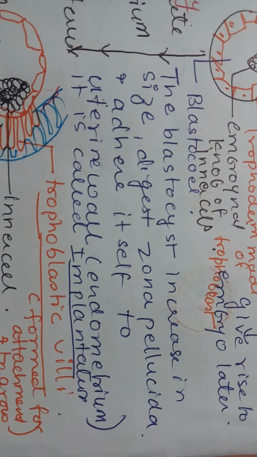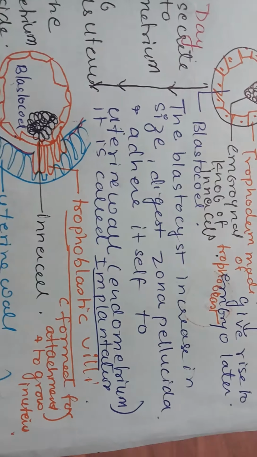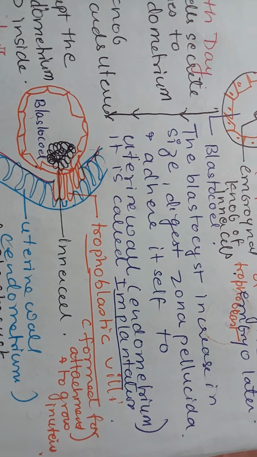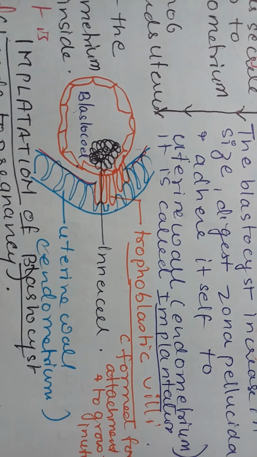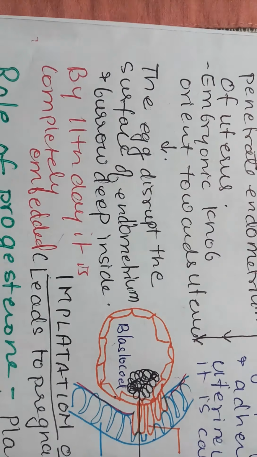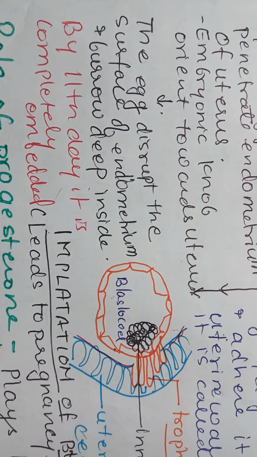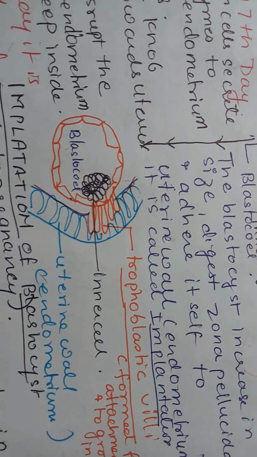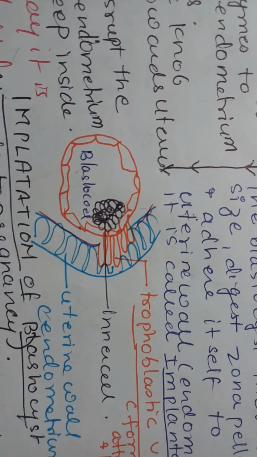This is called implantation. So during implantation, the zona pellucida is lost. There is proper orientation of the blastocyst, and it implants in the uterine wall. So the egg disrupts the surface of the endometrium and burrows deep inside. By the 11th day, it is completely embedded. So this embedding process starts on the 7th day and completes on the 11th day.